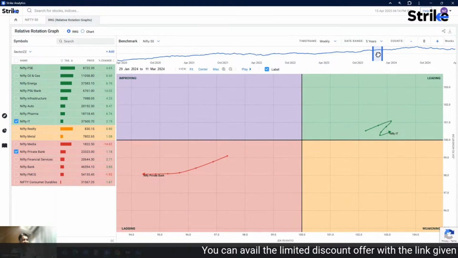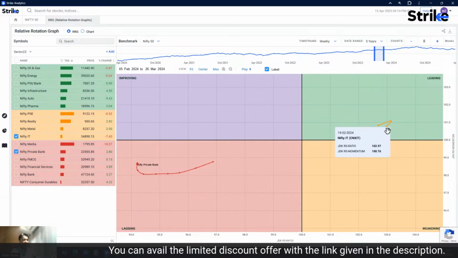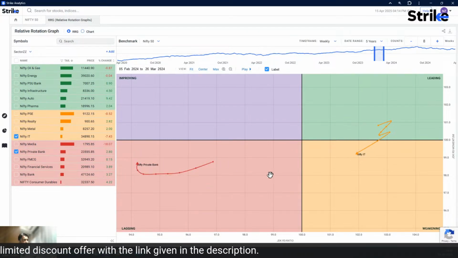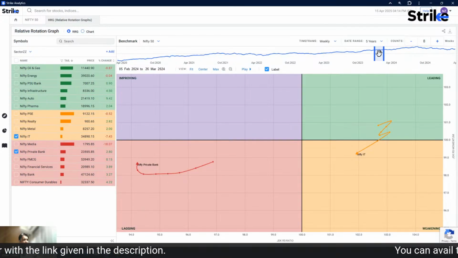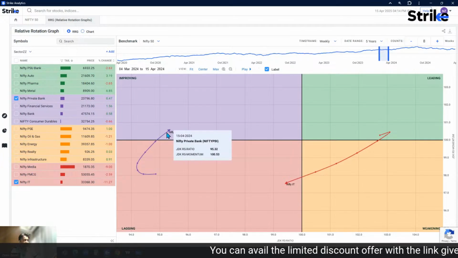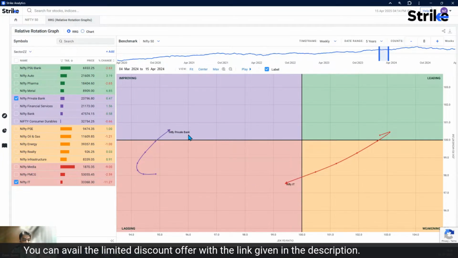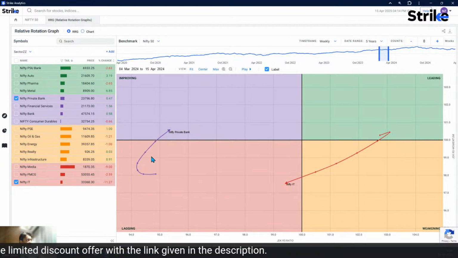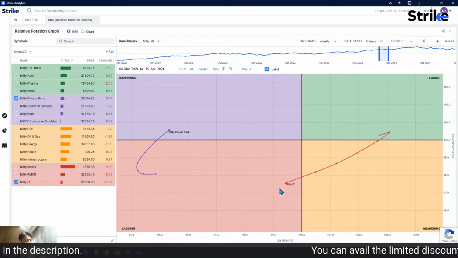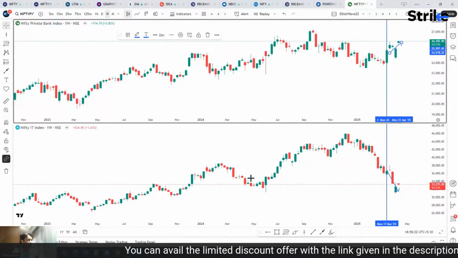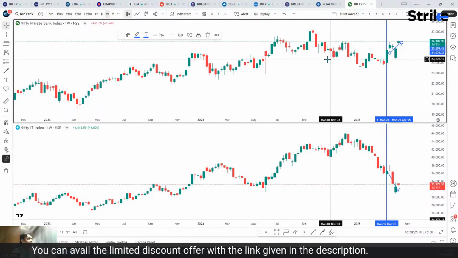Now, slowly and steadily, the IT index comes into the weakening quadrant and private bank changes up. We are not so sure what can happen here, so we can at least wait a little bit. Now when they cross borders, this is where there is a high probability game. Nifty Private Bank has gotten into the improving quadrant, and IT has got into the lagging quadrant on 15th of April. So let's go into 15th of April.